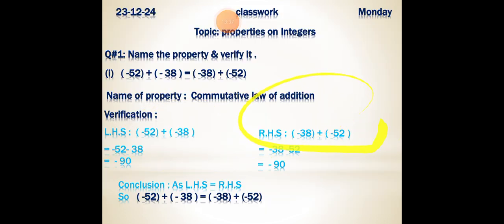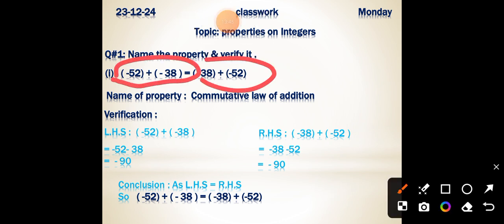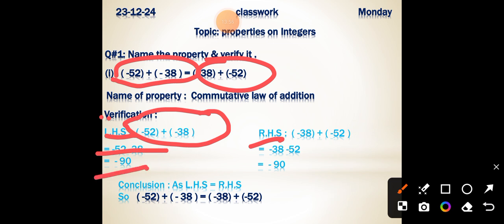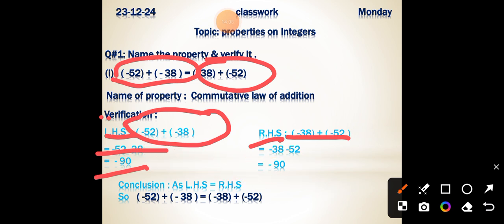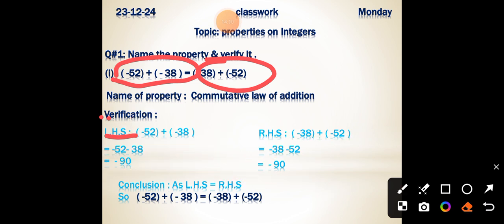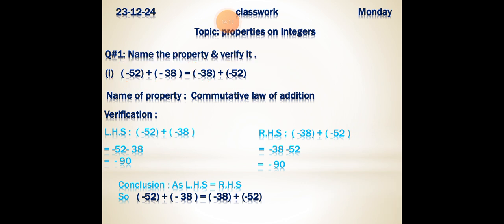So this is basically the commutative law of addition. Here is an exercise regarding it: we verify the left hand side and right hand side. Minus 52 plus minus 38 is minus 52 minus 38, which is equal to minus 90, and then minus 38 plus minus 52 is minus 38 minus 52, which is equal to minus 90. So the sums of both have the same answer. So it means S plus R is equal to R plus S. So the answer is proof that this statement is true.